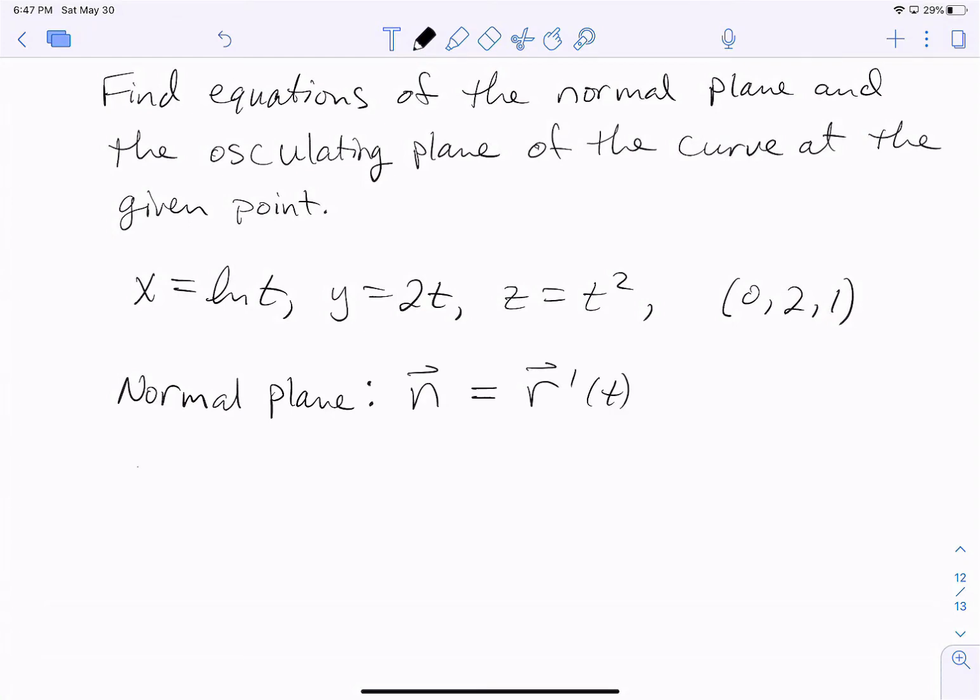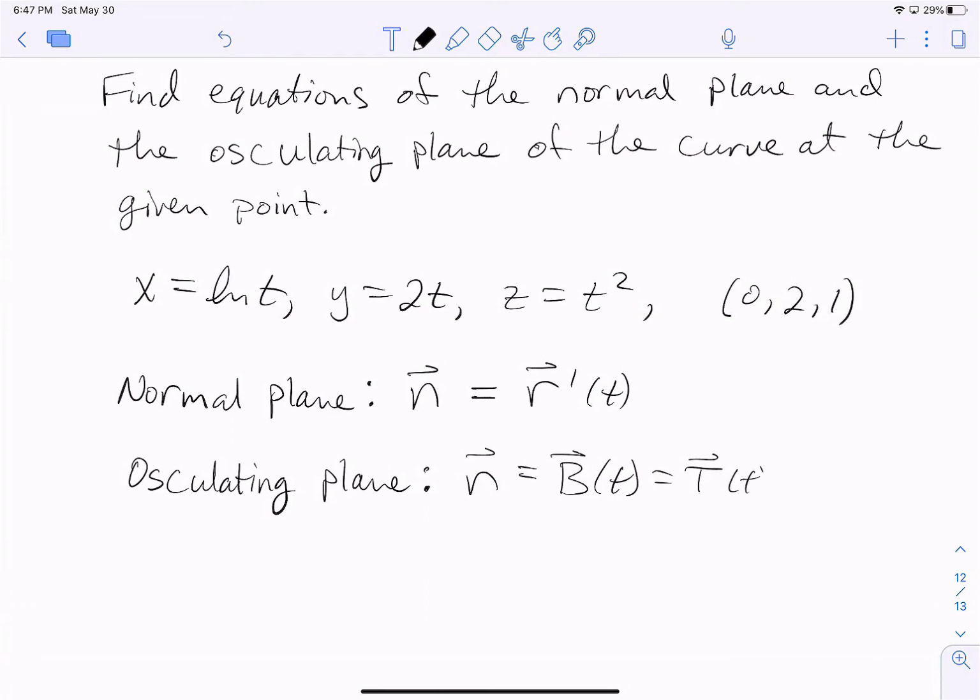and the normal vector for the osculating plane is B of t, which is given by T of t cross N of t. I've included the argument t for all of these vectors to really emphasize that in order to find these vectors, we're going to need a value of t. What we have is a point, (0, 2, 1). Let's first find t. Since the natural log function is a one-to-one function, there's only one value that makes the natural log equal to 0, and we can conclude right away that t is equal to 1.